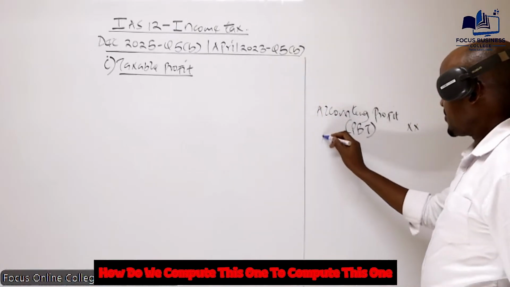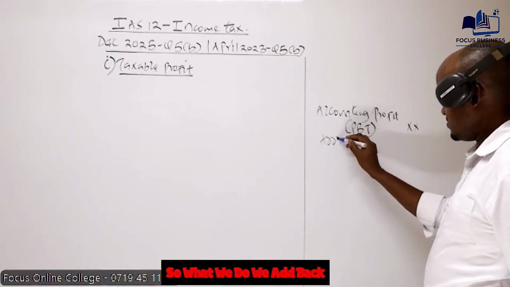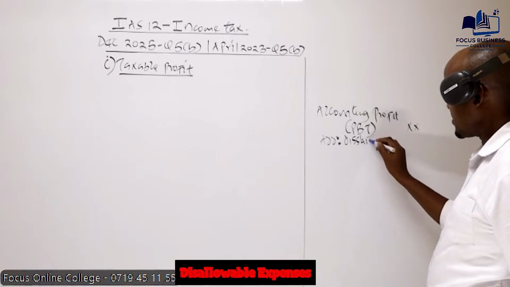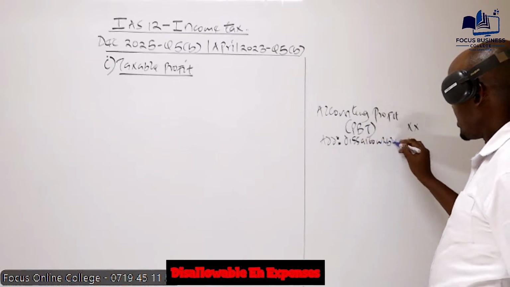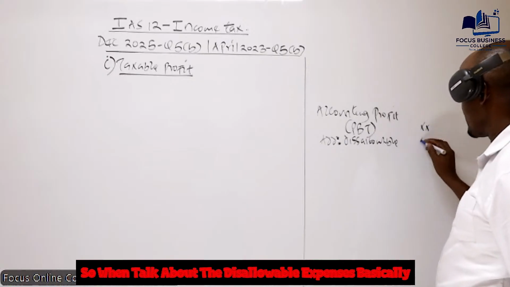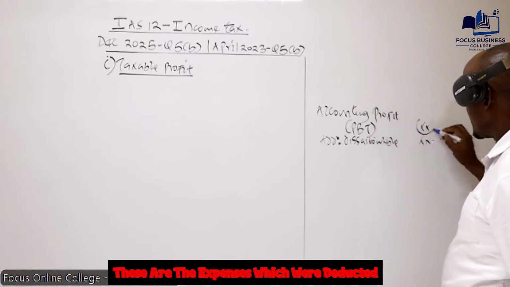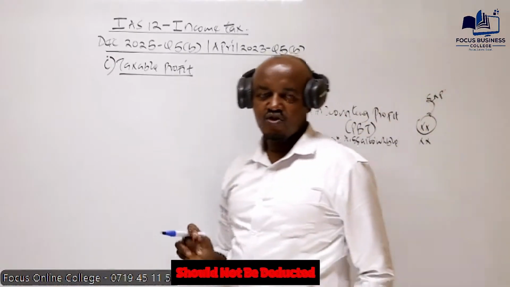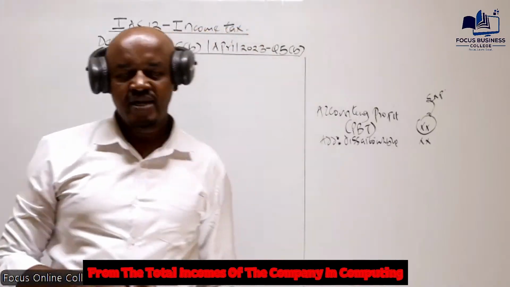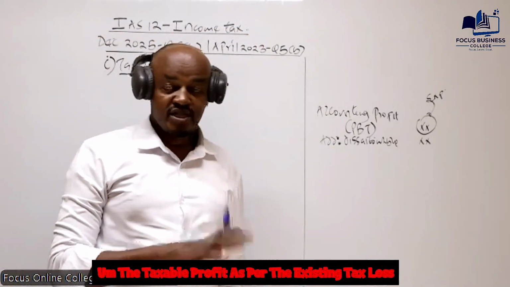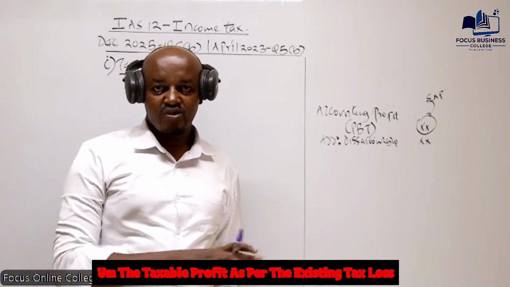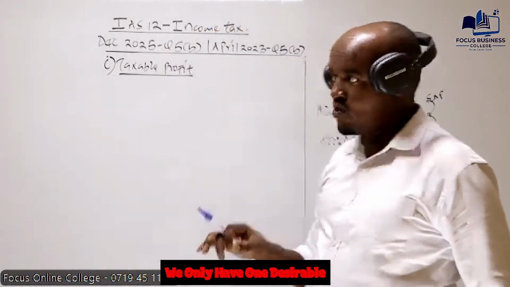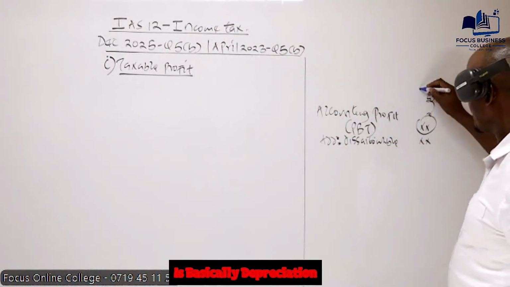To compute this, we add back the disallowable expenses. When we talk about disallowable expenses, basically, these are the expenses which were deducted in arriving at this particular profit, but which should not be deducted from the total incomes of the company in computing the taxable profit as per the existing tax laws. In this question, we only have one disallowable expense, and that is basically depreciation.